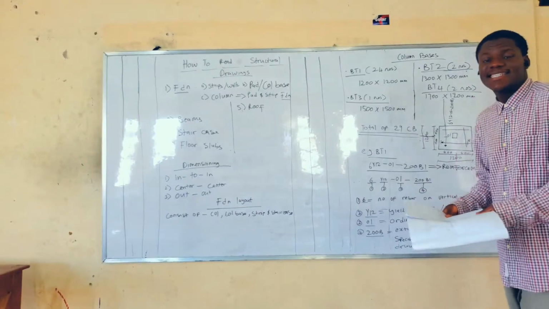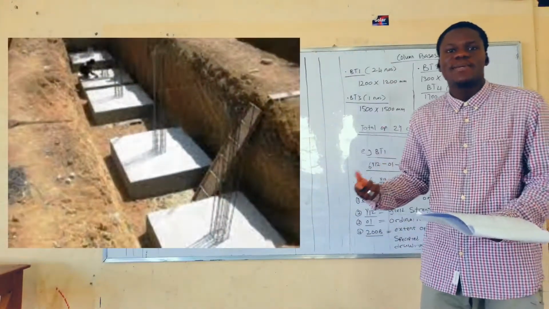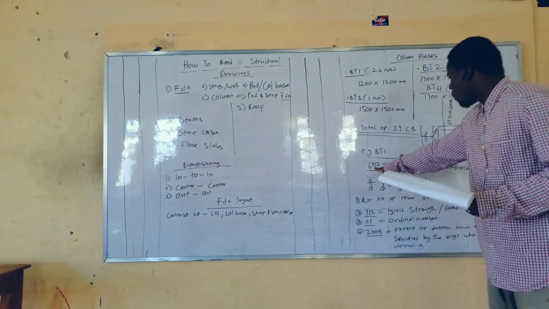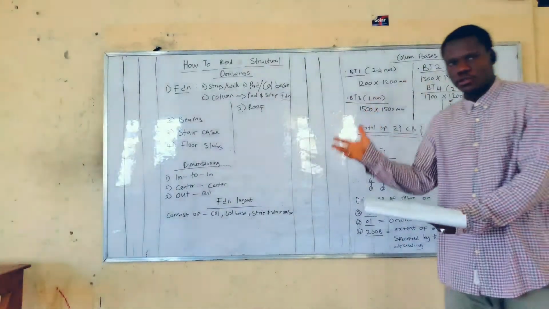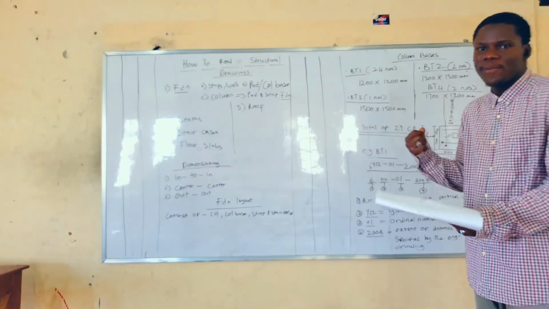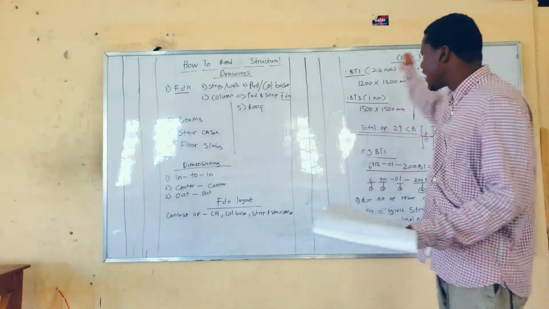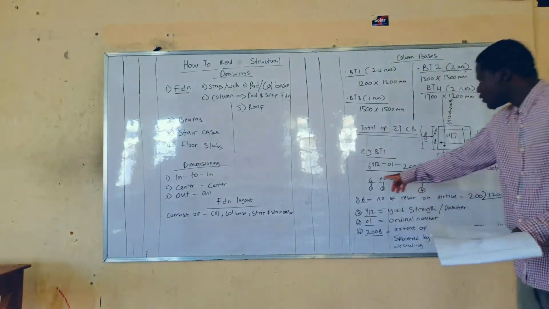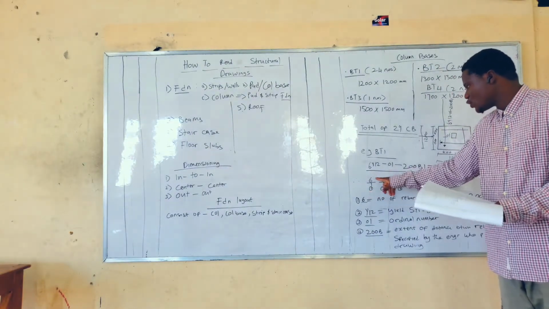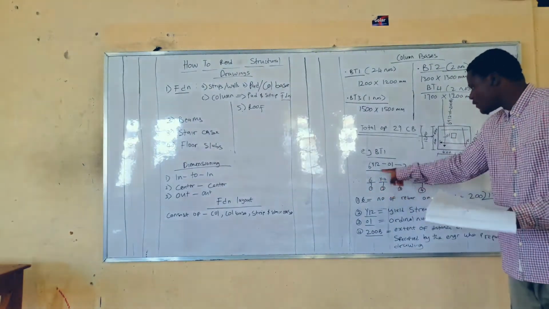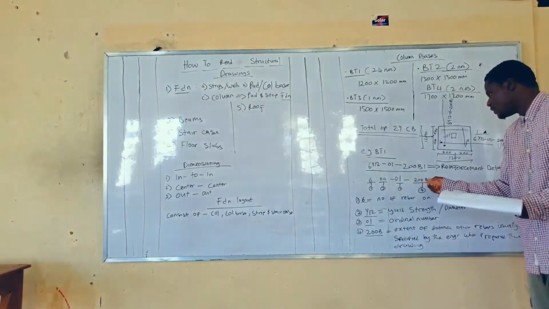A column base is made up of reinforced concrete. That's concrete with reinforcement inside it. So this 6Y12 @ 200 B is simply a description of the column base, and I'm going to show you a very straightforward way to understand what it means. Now, look here: 6 is the first information. Y12 is the second information. 01 is the third information, and 200B is the fourth information.